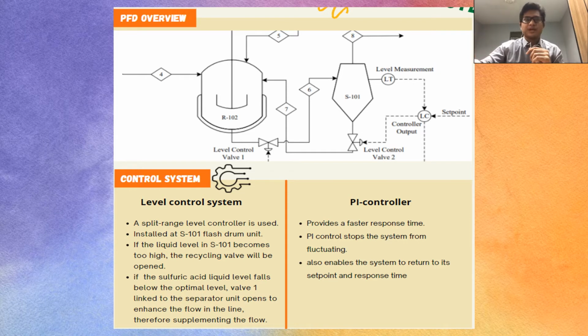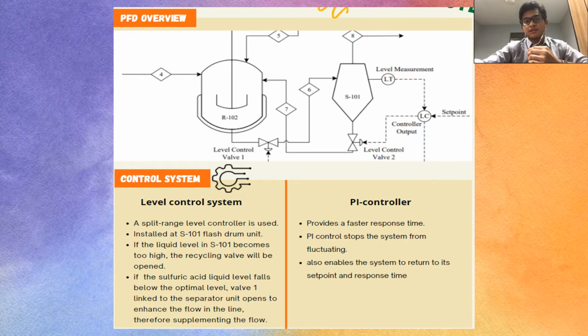So by assuming the height of the separator is 7 meters, the set point of the liquid level is half of it, which is 3.5 meters. The process variable, PV, will be the liquid level inside the vessel. After the level sensor detects the liquid level, the control output signal will be transmitted to control valve 1 and control valve 2, and OP will also be the opening of the valve based on the configurations such as fail open or fail close.